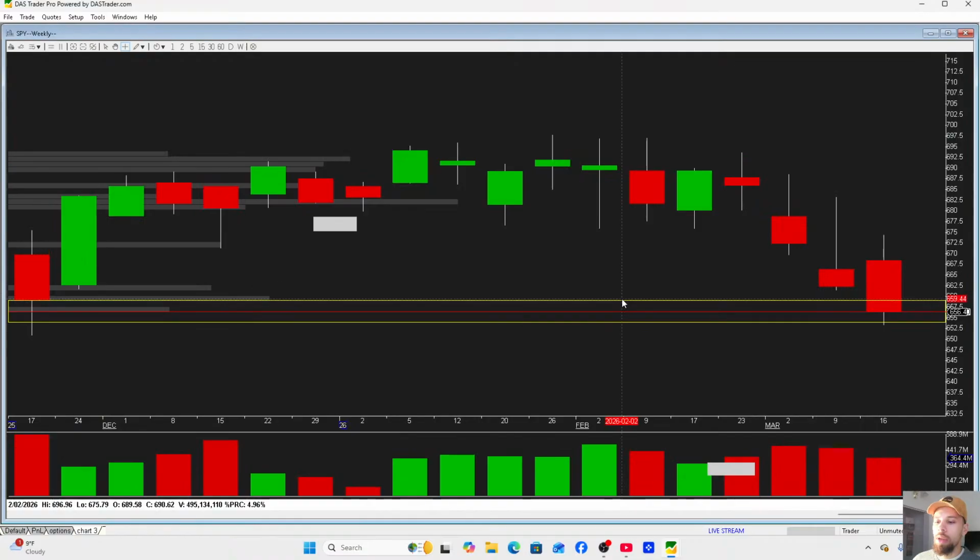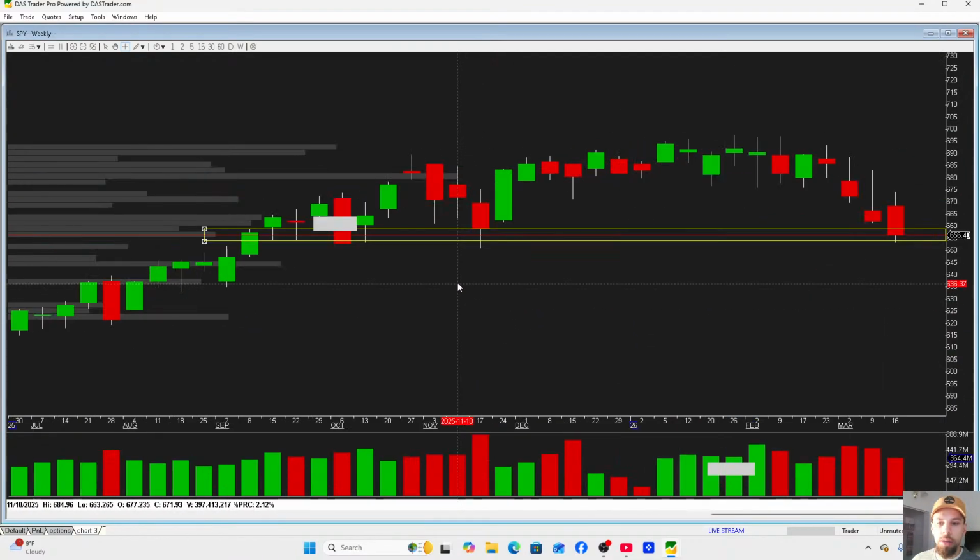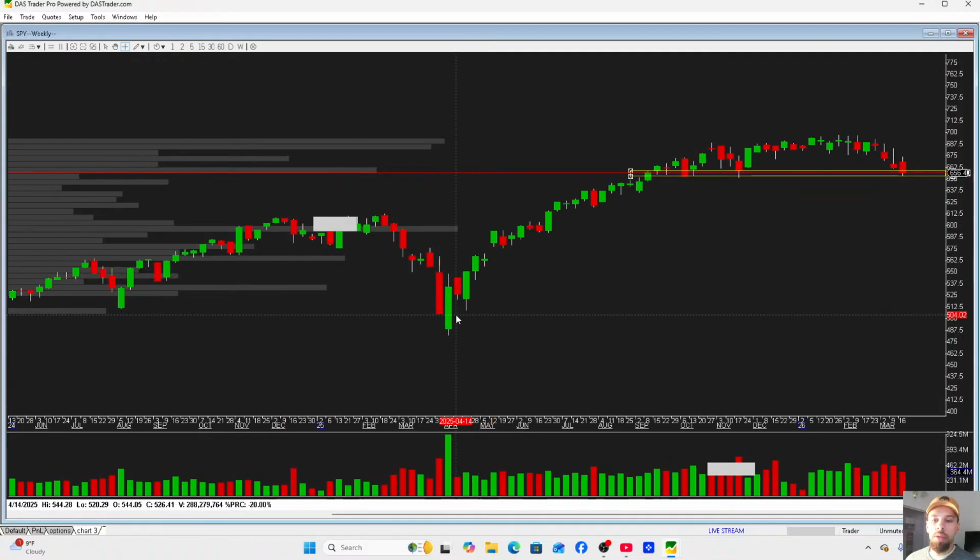SPY here on the weekly, I have area of resistance at 659 or 660, and support being 653, 654. So pretty much the low of this week seems to be a pretty significant area. We have a couple of touch points if we look left. Probably bring it down just a little bit. That should be good.